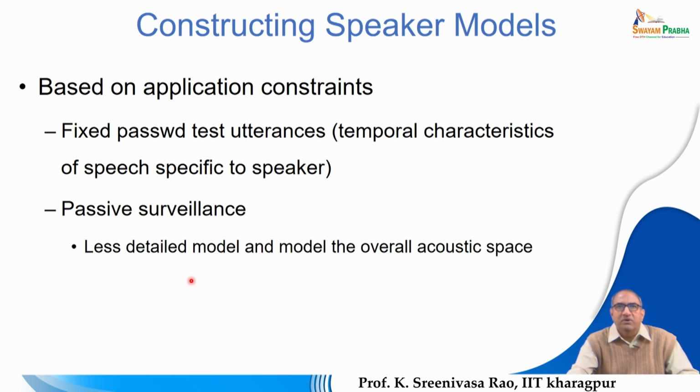Then, based on the applications, the speaker models will be built. As I mentioned, sometimes you can use speaker recognition models that are text dependent, like password based. In that case, since it is just a password, the temporal characteristics of the speech specific to a speaker are analyzed, whereas in other cases, like pervasive surveillance applications, we use more detailed features, for example the usage of words and the entire acoustic space, the background features, everything will be considered for analysis purposes.